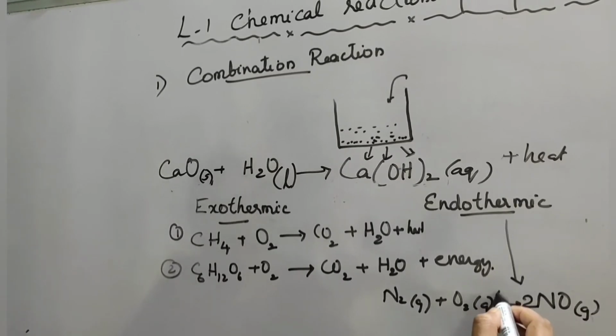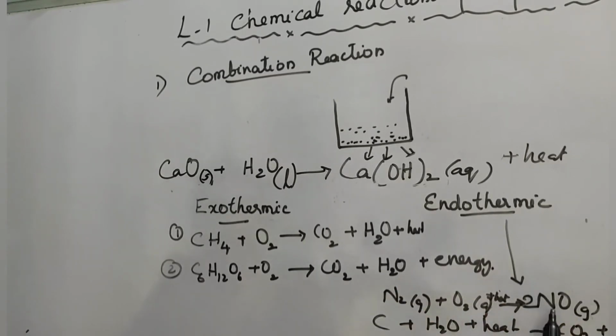And what happened here? Heat is absorbing. Otherwise you can write here plus heat gives NO. And second, we can write carbon reacts with water plus heat, they give carbon monoxide plus hydrogen gas. So carbon reacts with water plus heat gives carbon monoxide plus hydrogen. This reaction is known as endothermic reaction.